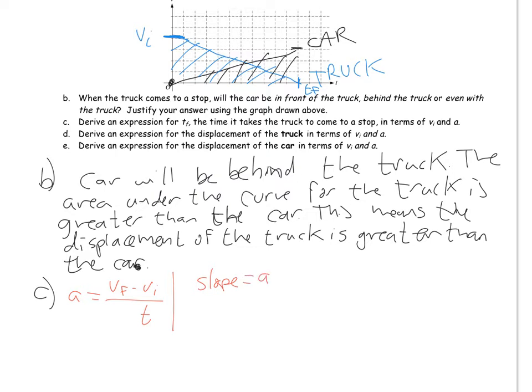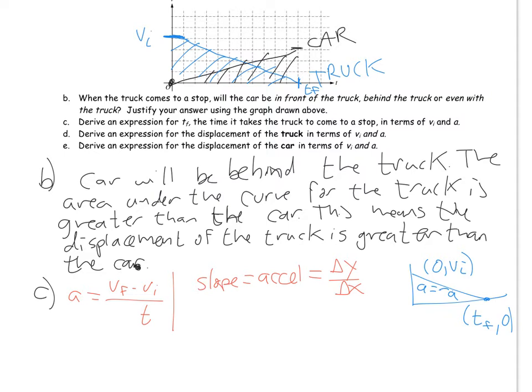slope equals my acceleration, which is equal to change in y over change in x. So I'm going to go ahead and use information I know about the truck. I know that for the truck it starts up here at this point 0, vi. I know that it ends here, reaches that final time at the point tf, 0. I also know that my acceleration here is negative a.